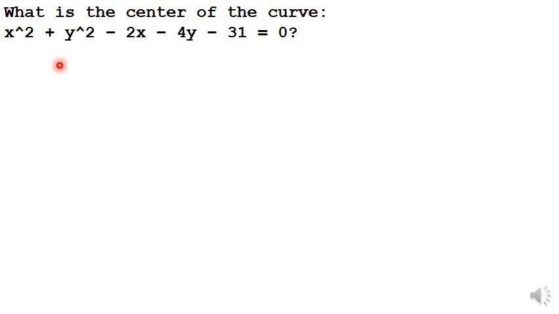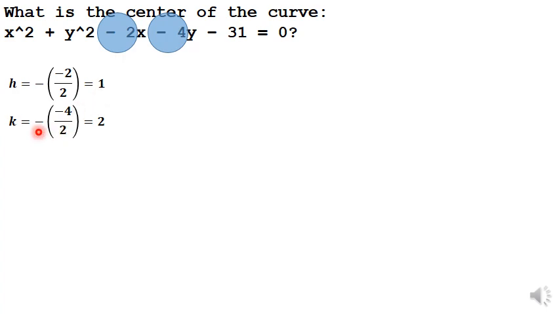Okay, since this is a circle, we can use our formula to determine the center of the circle, the (h, k). First, we determine the abscissa of the center. Identify the coefficient of x. We use this formula: negative of the coefficient of x divided by 2. The coefficient of x is negative 2. We divide it by 2, and we have 1. Now, to determine the k, we identify the coefficient of y, which is negative 4. So negative of the coefficient of y divided by 2 is 2.